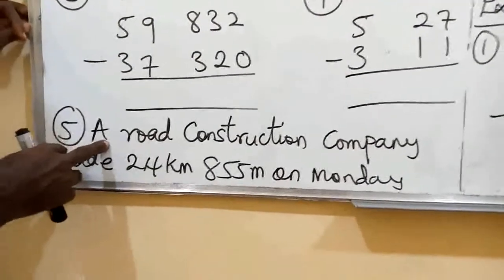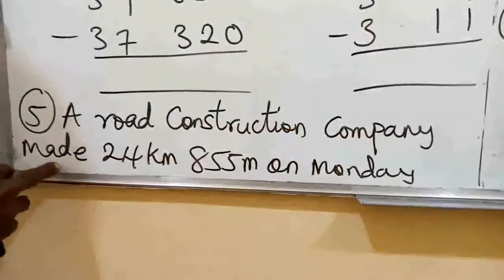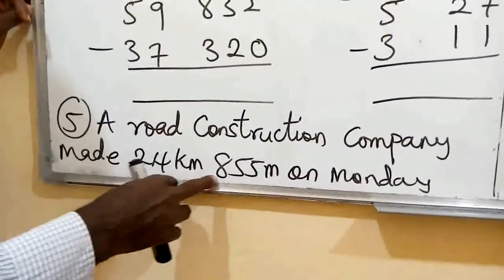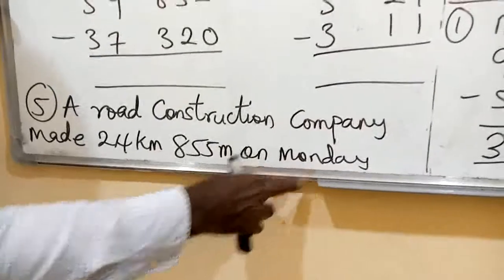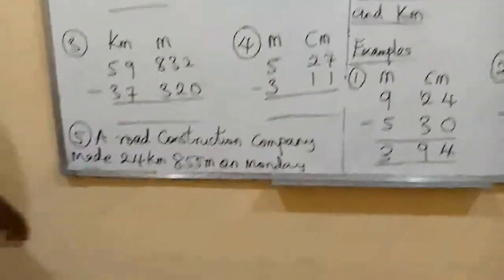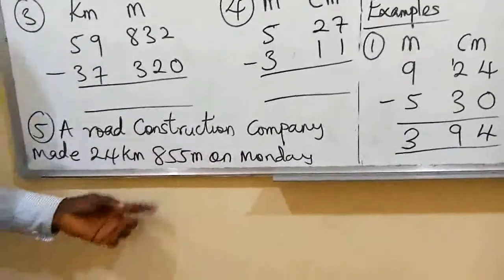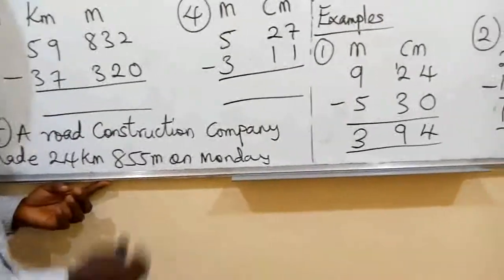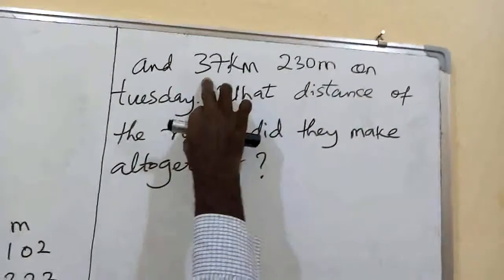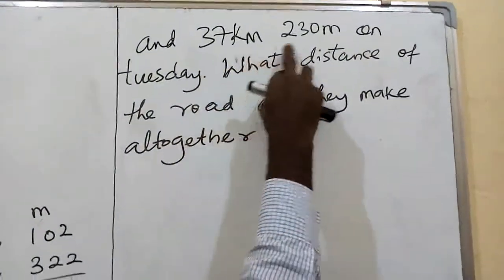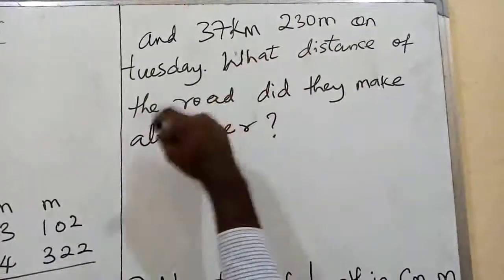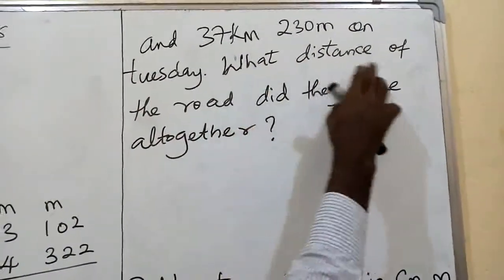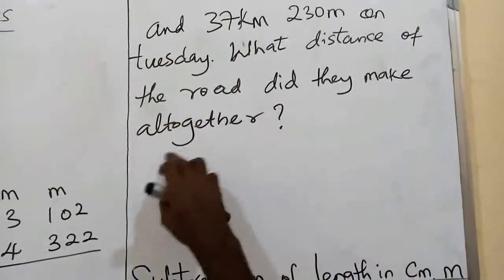It's a road construction company made 24 kilometers 855 meters of road on Monday. And then on Tuesday, they made 37 kilometers 230 meters. That is on Tuesday. So now, what distance of the road did they make altogether?